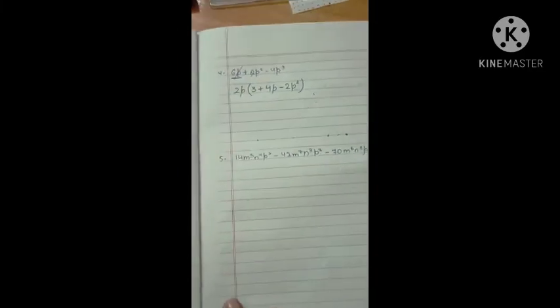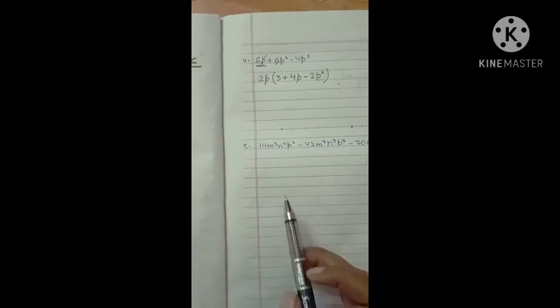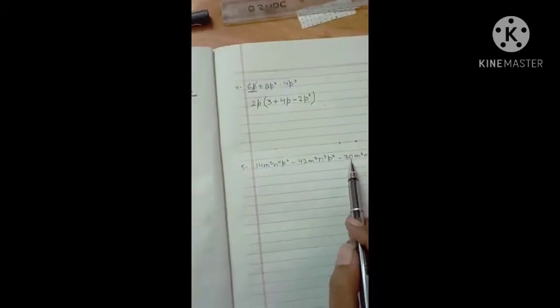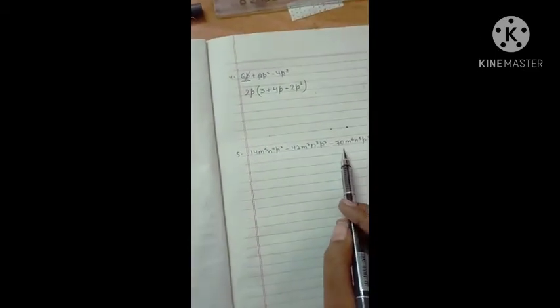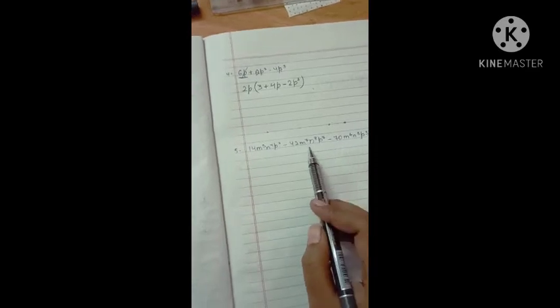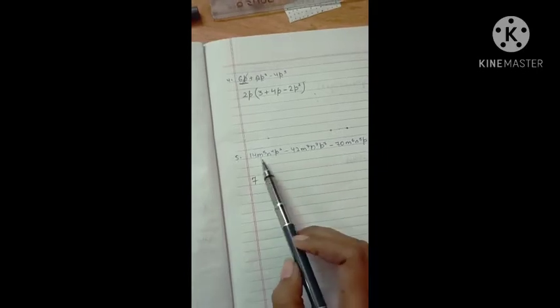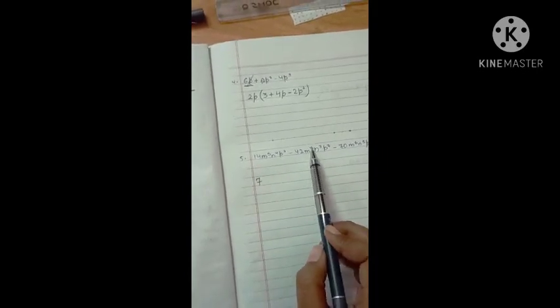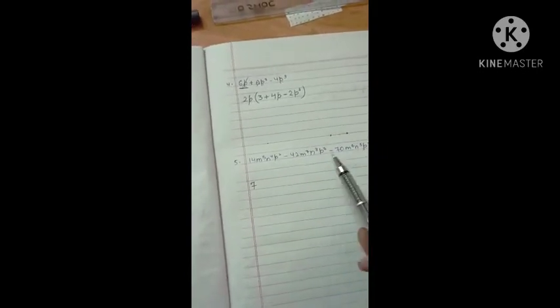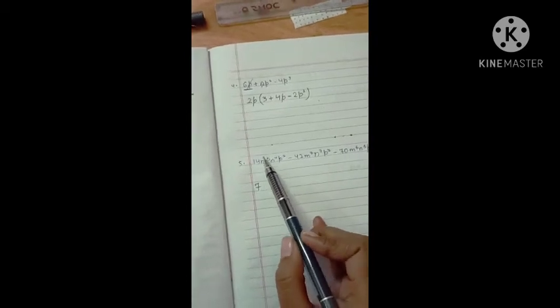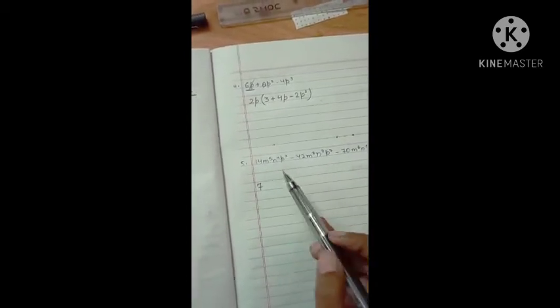Now see this one. Here is 14, here is 42, and here is 70. Now what do we take common over here? We can take 7 common over here. Now here we have m to the power 5, here m to the power 7, and here m to the power 6. So we can take common m to the power 5.